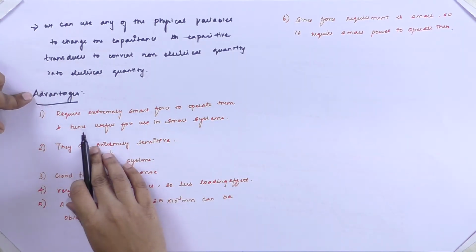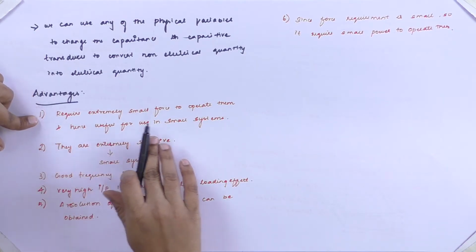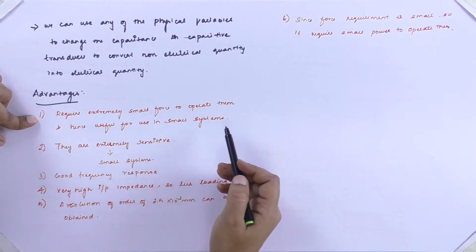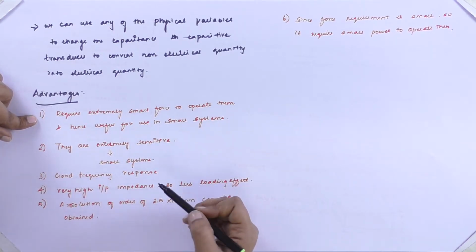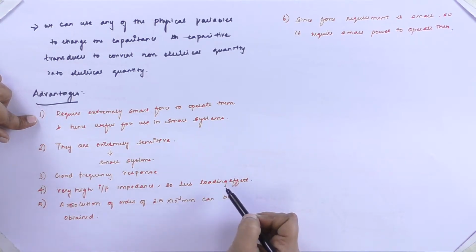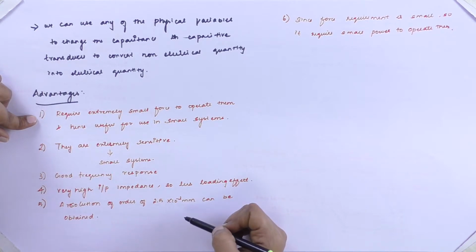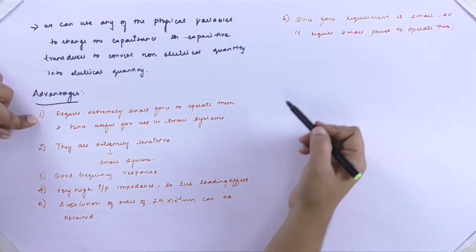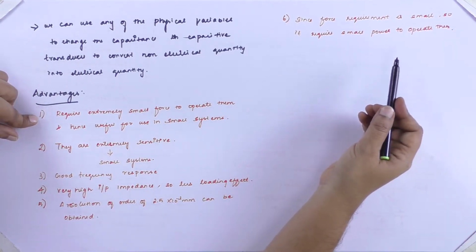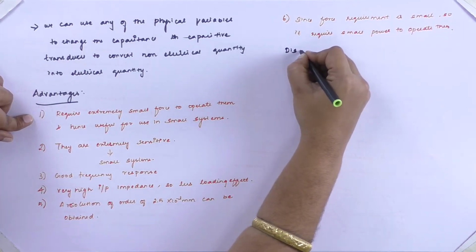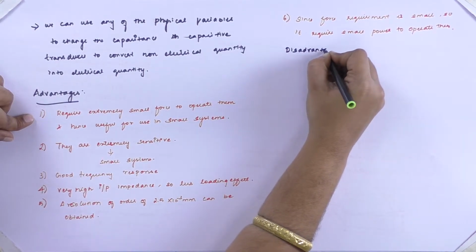So the advantages of capacitive transducer: it requires only small force for operating them, so we can use it even for small systems, and it is highly sensitive, has good frequency response and very high input impedance, so the loading effect is also less. It has very high resolution, so even minute changes in displacement can be easily measured, and the force requirement is small, so the power required to operate them is also small. Next we will see the disadvantages of capacitive transducer.